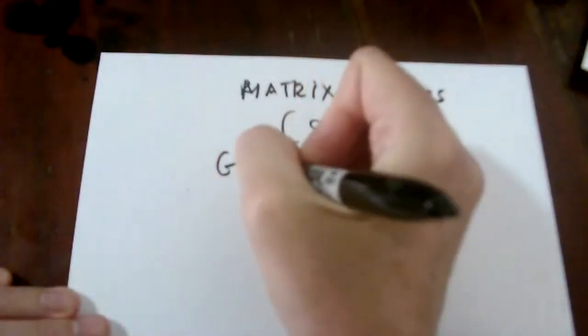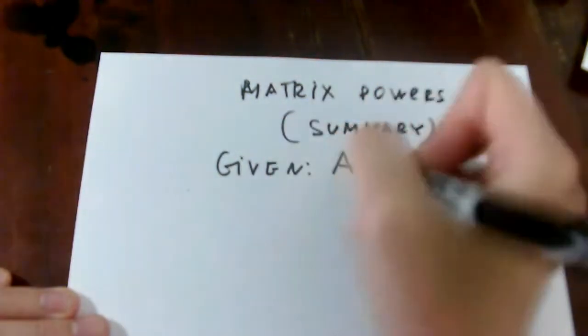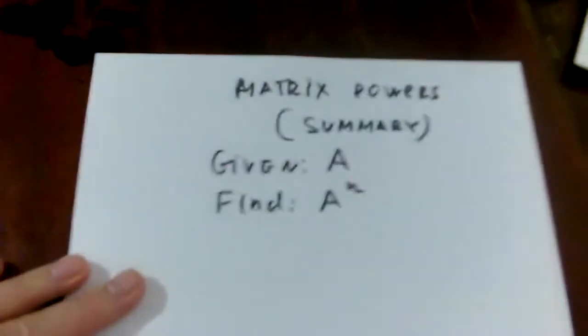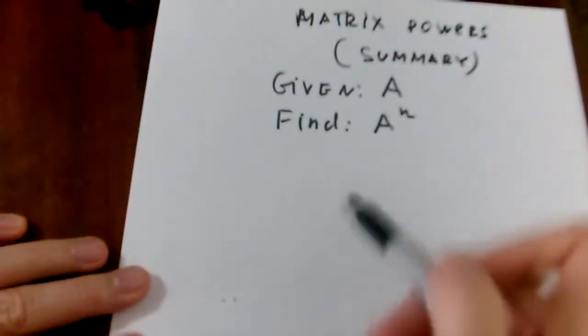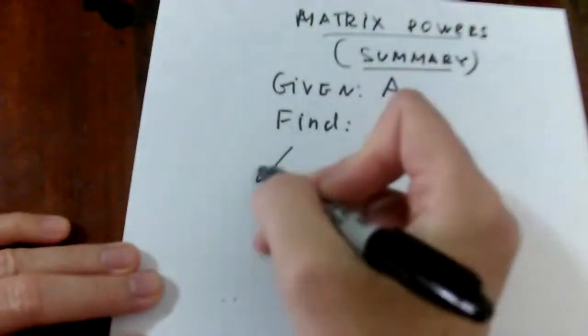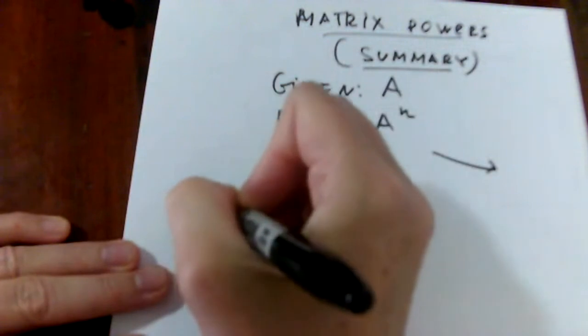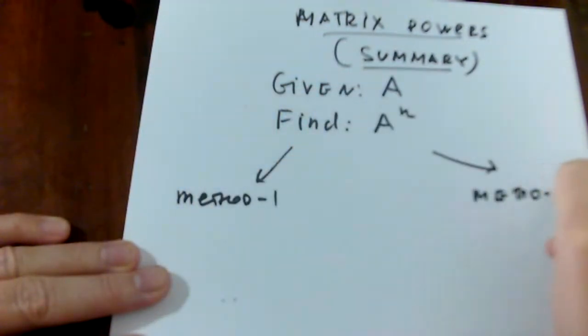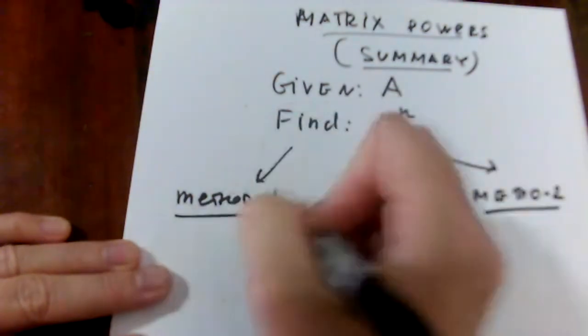So you are given some matrix A, a square matrix, of course, and you are asked to find the power n of matrix A, A to the power of n. How can it be done? It can be done in 2 ways: method 1 and method 2. We have 2 methods.